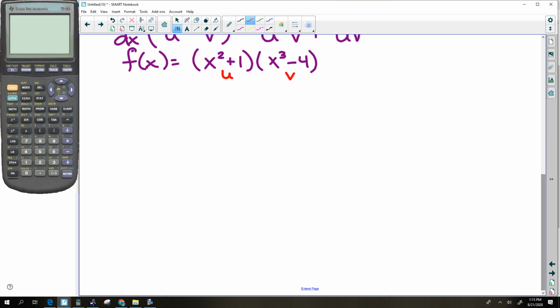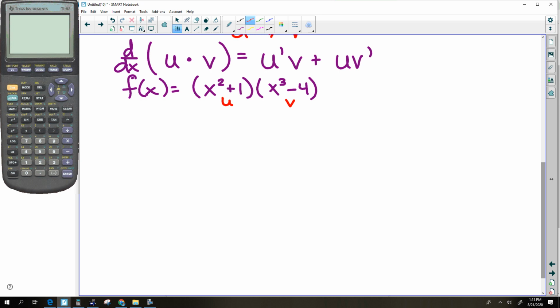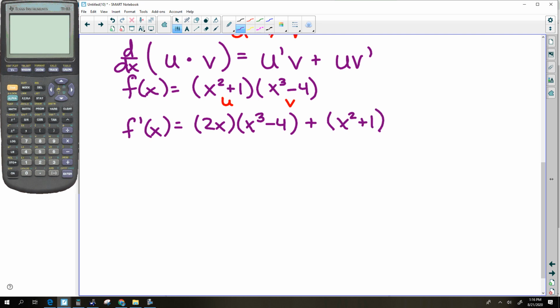This is called the product rule because they're multiplied. Well, the first thing that you do is you take the derivative of the first, the u. So the u prime is going to be 2x. That's u prime is 2x, times the regular old v, which is x to the third minus 4. Plus v prime u, or the same thing, but you take the derivative of the other. So this is the regular old u times the v prime.